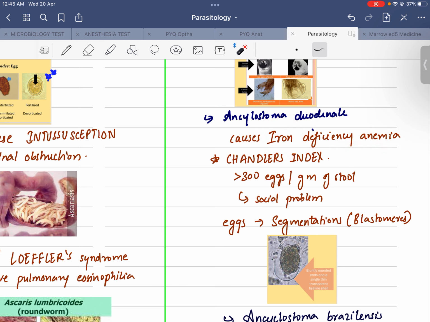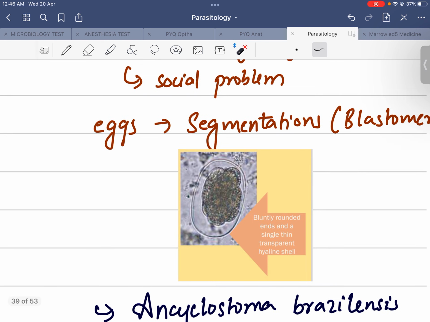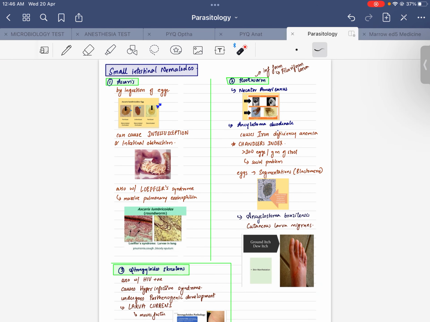Now to check whether the hookworm infection is a social problem, for that we use the Chandler's index. Very important. So if there are more than 300 eggs per gram of stool, then they say that hookworm infestation is a social problem. Very important to identify the eggs of the hookworm. So remember, if you see an egg and inside the egg you see a cloud-like structure with segmentations. Segmentations, very important for hookworms. So this is how you'll identify hookworm eggs.